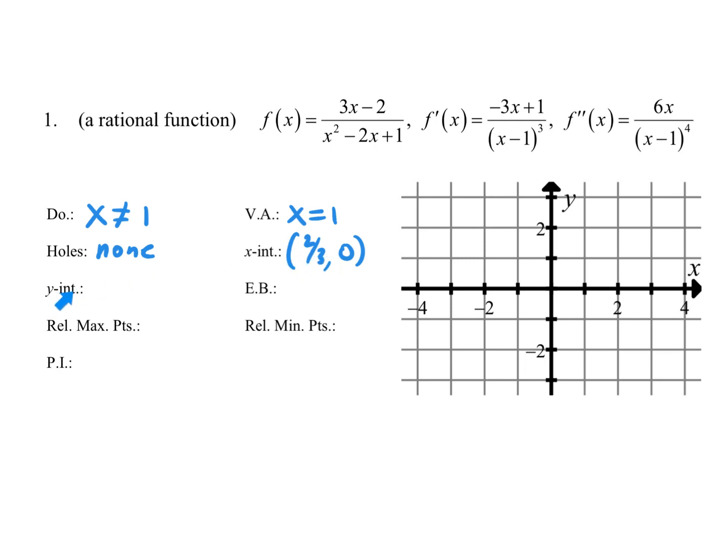The y-intercept, now I'm plugging 0 in for x. And so that is (0, -2). Because if I plug 0 on the bottom, I just get a 1. And so then I get -2. All right, end behavior.